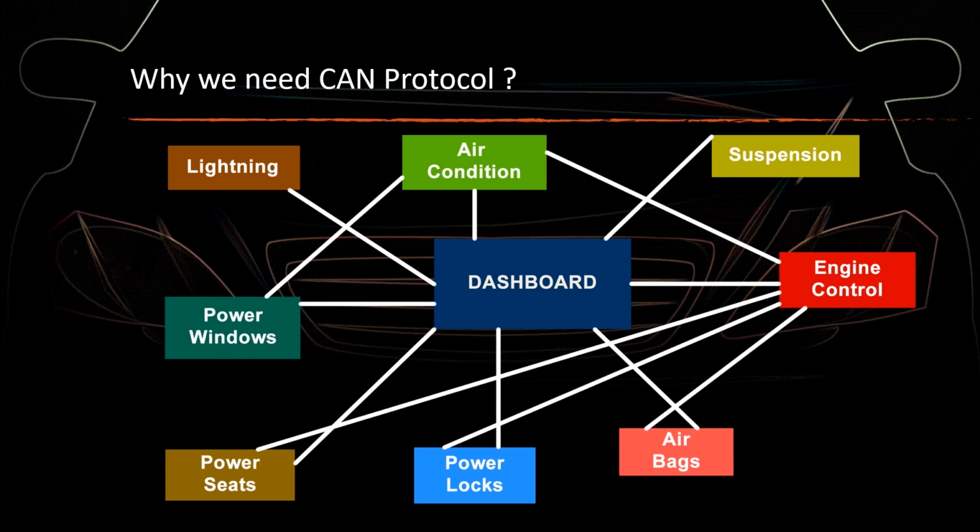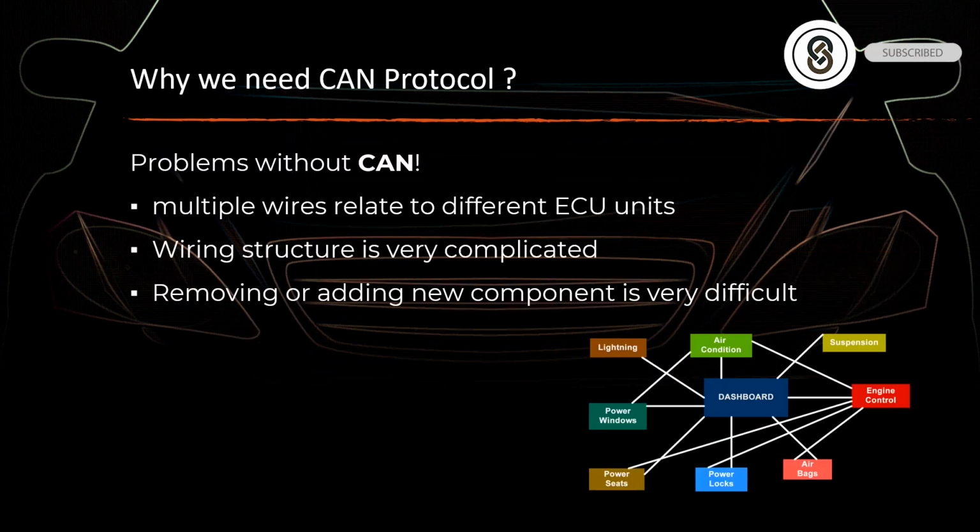Without CAN, this is how communication used to work in our vehicle. So over here you can see different components which are connected with each other. So power windows is connected with air condition, and air condition is also connected with engine control. Then engine control is connected with power seat, power lock, and airbag, and all these components are connected with dashboard. So this is how the complex structure used to work in our vehicles without CAN protocol. So we were facing multiple problems without CAN protocol.